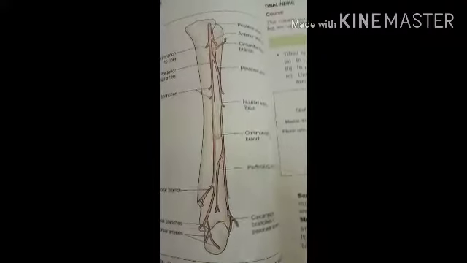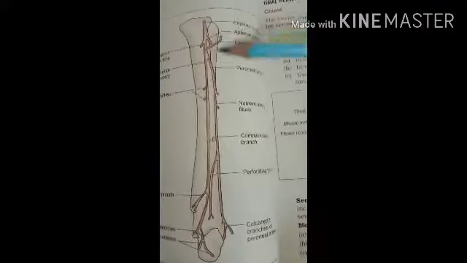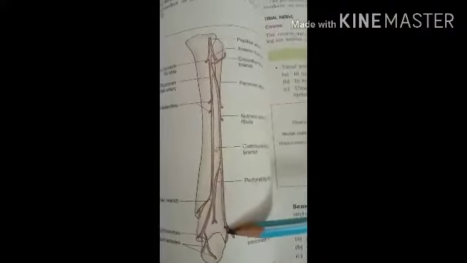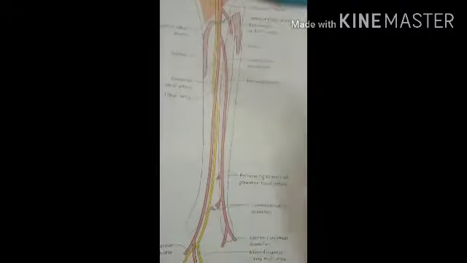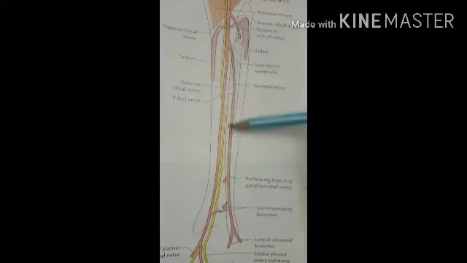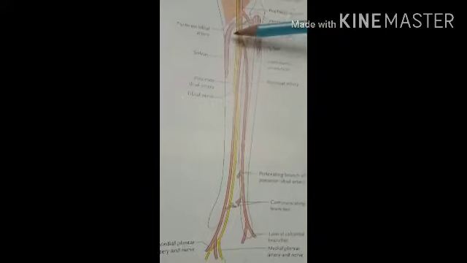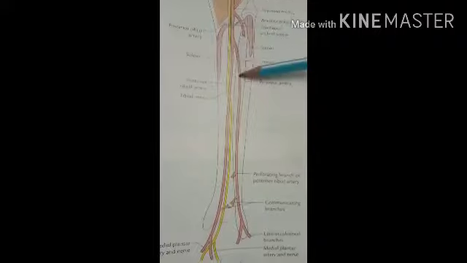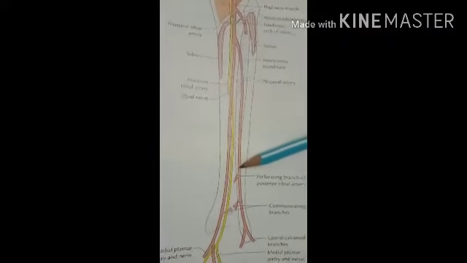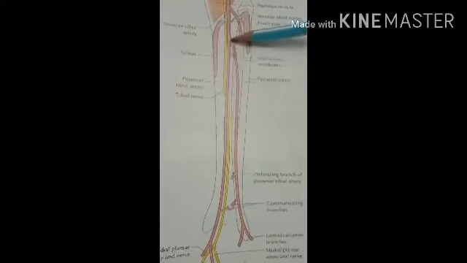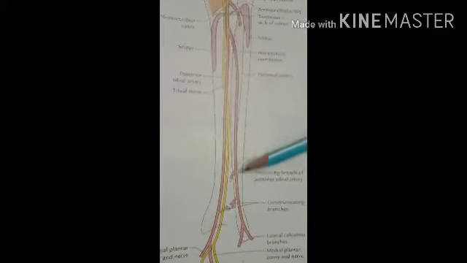Okay, after that we have to see the peroneal artery. For this we have to see another diagram. So here in this diagram you can see this is the peroneal artery. This is the first and the largest branch of the posterior tibial artery. It supplies nutrition, the oxygenated blood, to the posterior and the lateral compartment of the leg.